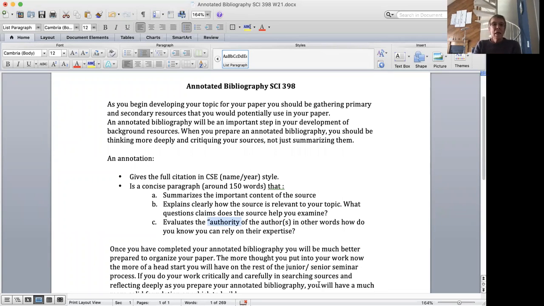So my annotations basically comprise 3 parts after the citation. You give your full citation in the standard CSE name-year style, and that's the first thing that's given. And then you write a paragraph about the paper.